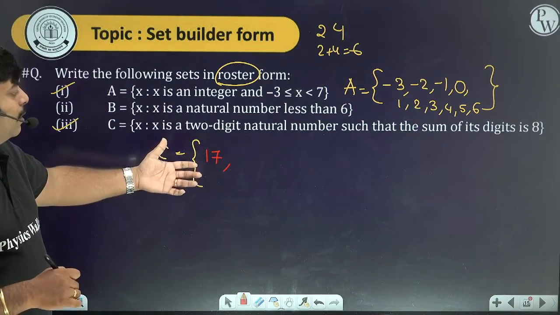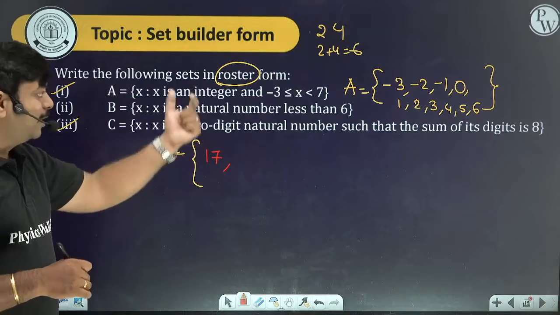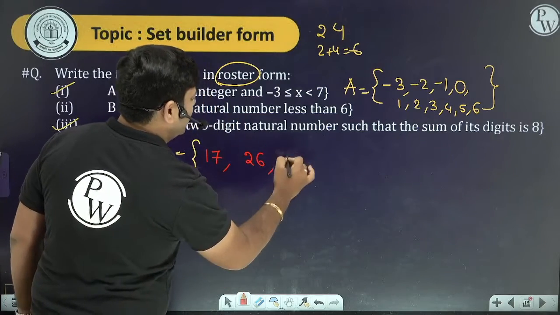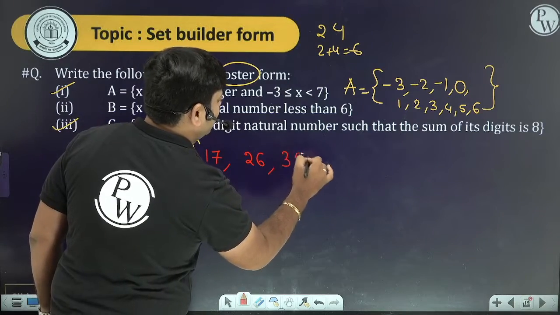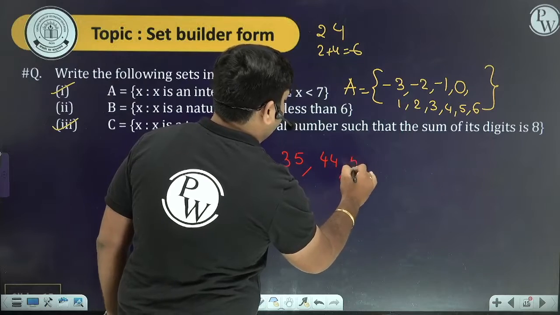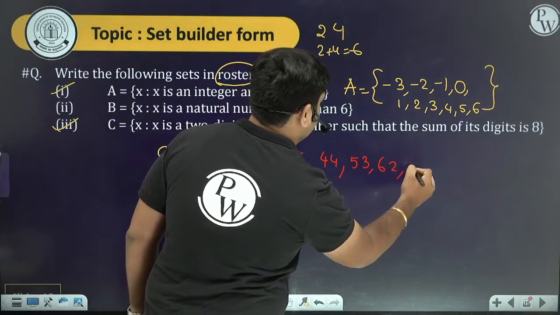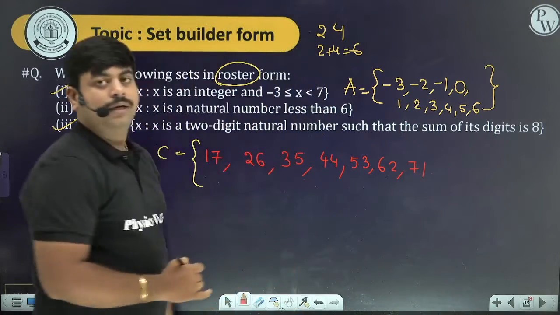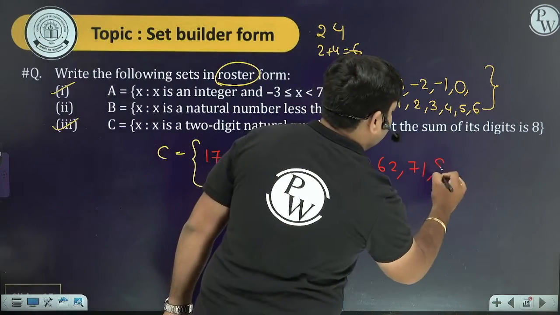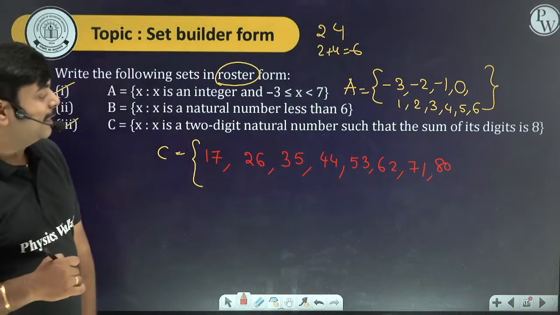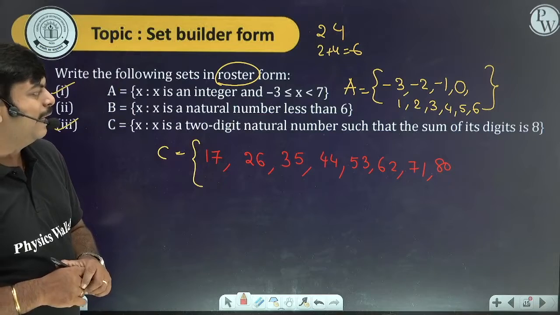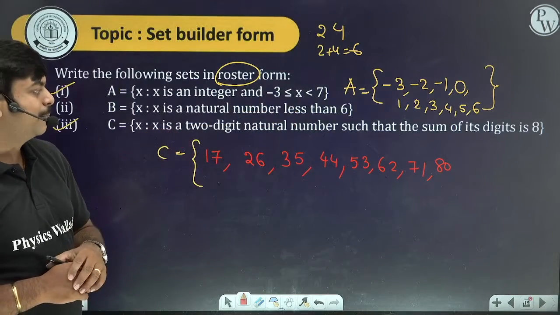Okay. Next, 1 plus 7 will give you 8. In the same way, 2 plus 6 will give you 8, so 26. 3 plus 5 will give you 8, 35. 44, 53, 62, 71, right? Then next, 80. 8 plus 0 is 80. Don't miss that. And whatever after that, I don't think after that we'll get any other number that gives you the sum as 8.